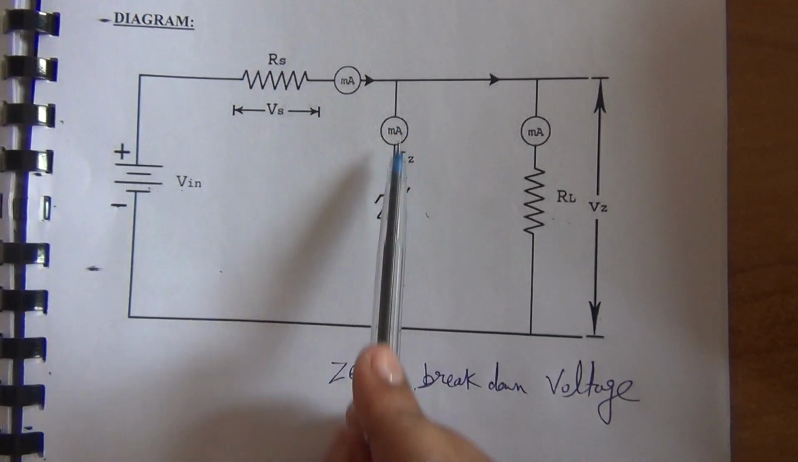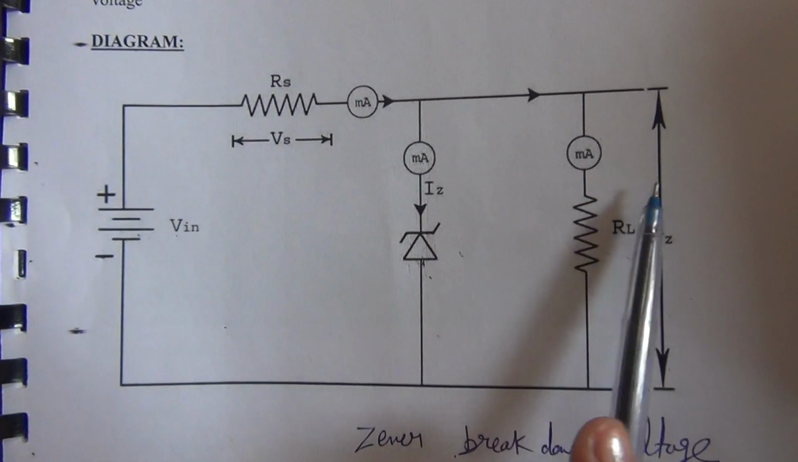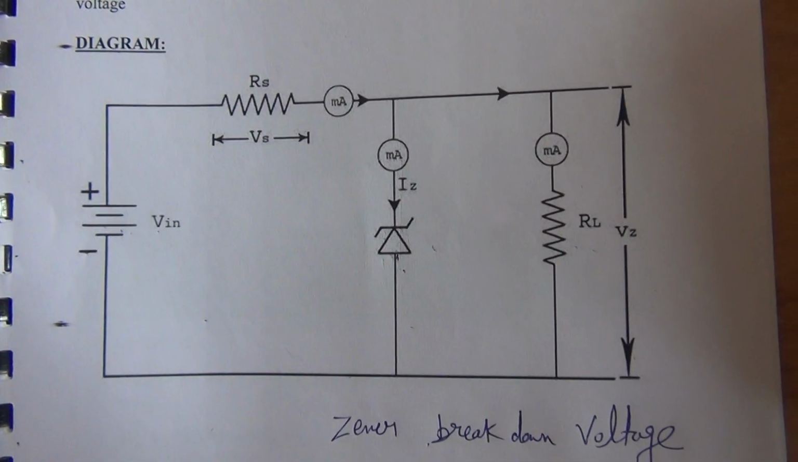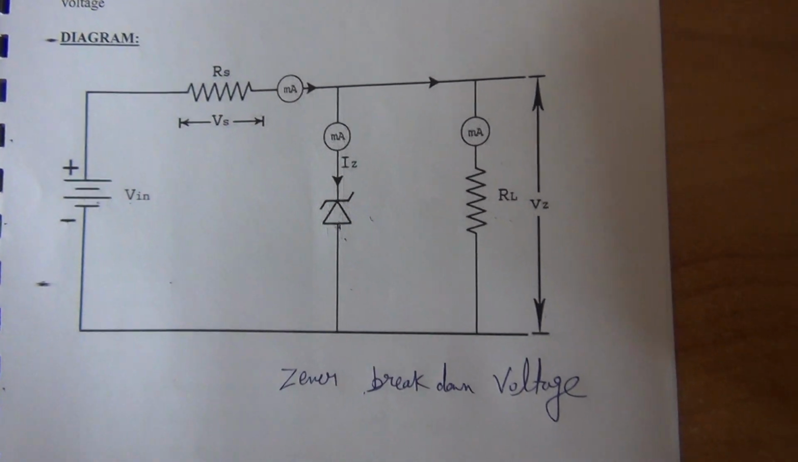So extra current is flowing through the Zener such that the current across the load, or the voltage across the load, remains constant. So this is the regulating action.